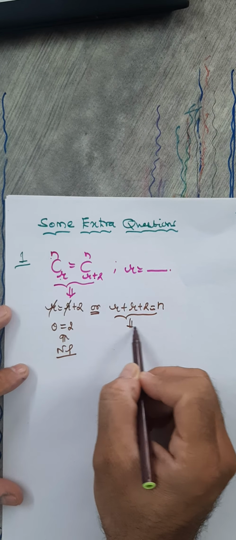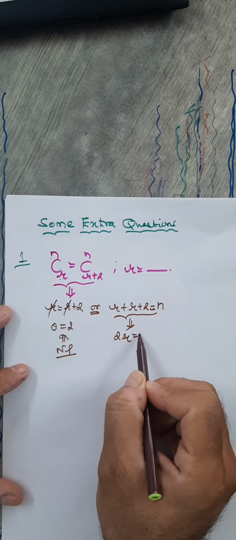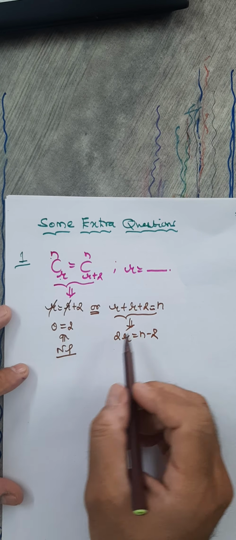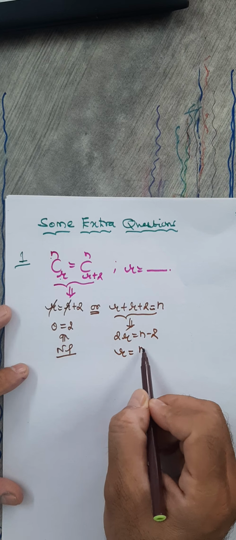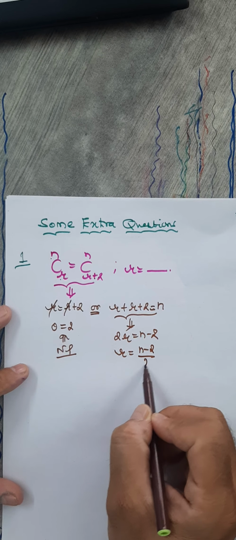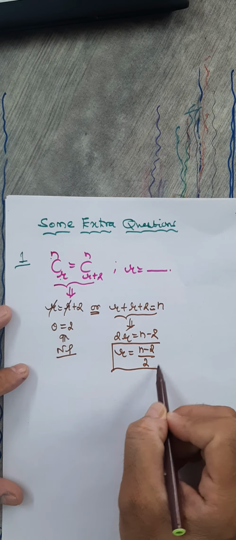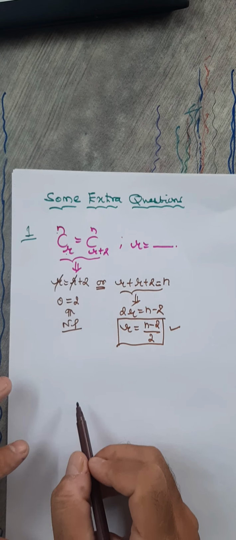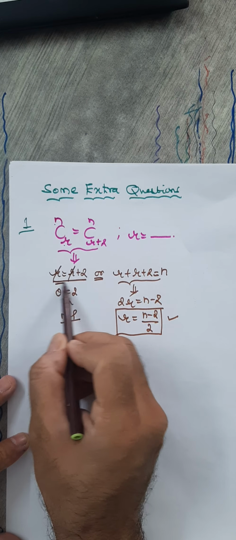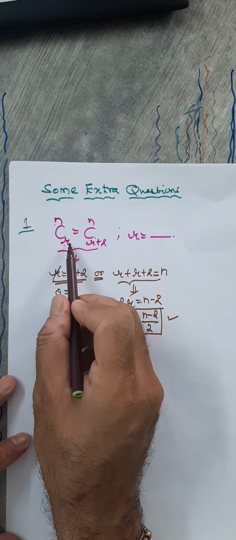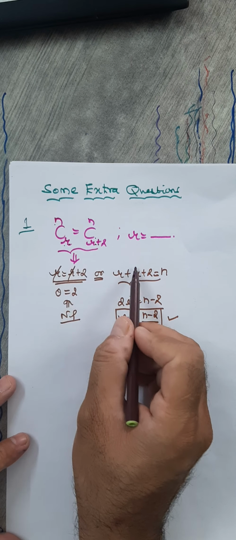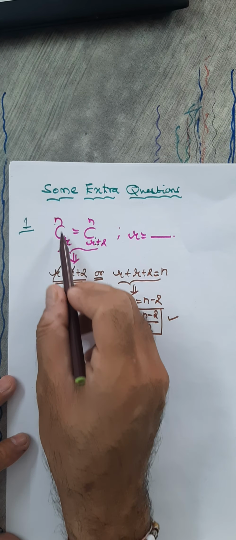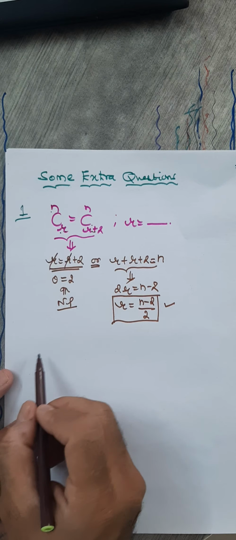What is r from this? 2r equals n minus 2, and therefore r equals (n minus 2) by 2. This is the required value of r. Fine. The important result is this: if two combination symbols are equal, it implies either these two are equal or the sum of these two is the above number.